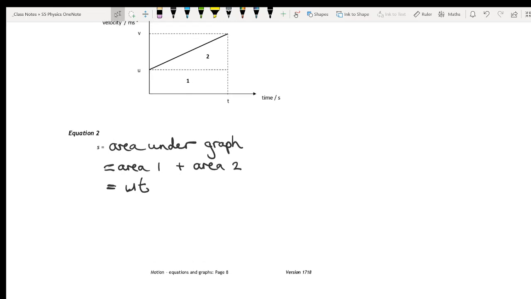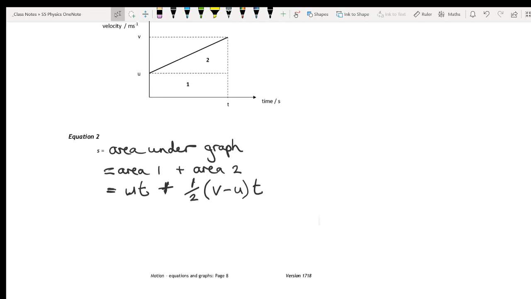And area 2 is a triangle, so it's half times base times height. So half times by this length here, which is v take away u. So this whole thing is v take away u to get that one. So half v take away u, times by t again, because that's the length of it.